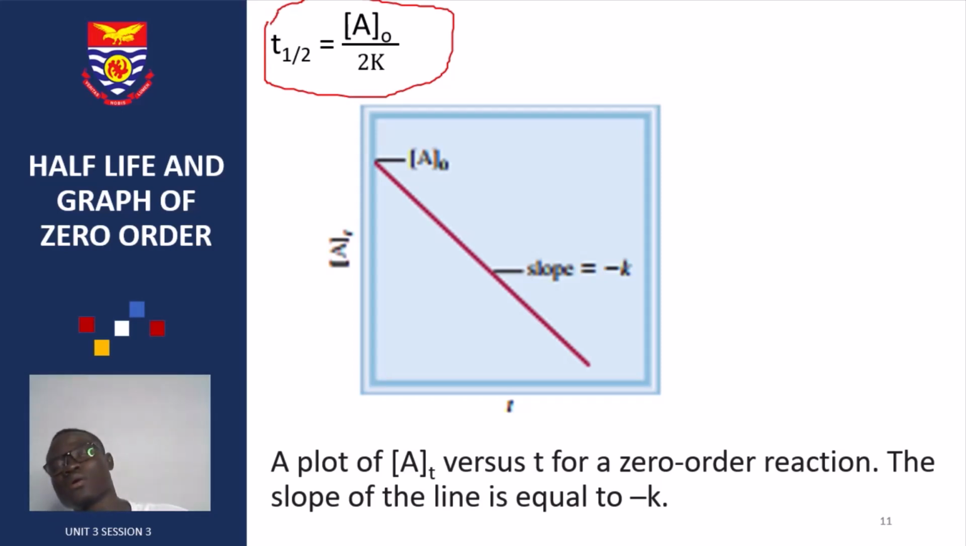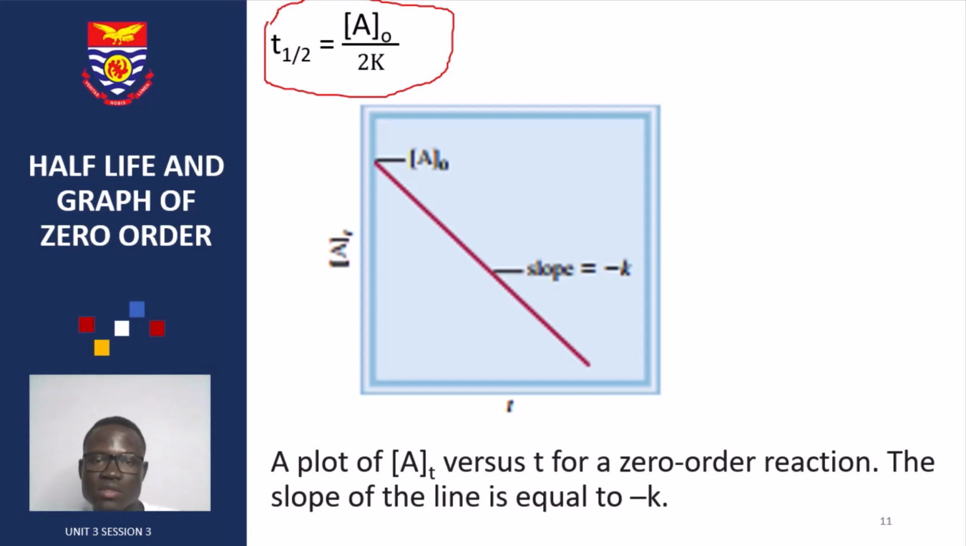So for a plot of the concentration of A at any time t versus t for a zero order reaction, the slope is equal to negative k. Remember that this is often confusing, because when students look at this graph, they think it's first order. In first order, we are plotting the natural log of A at any time t against time, not the concentration of A. However, in zero order, we are plotting the concentration of A at any time t against time.